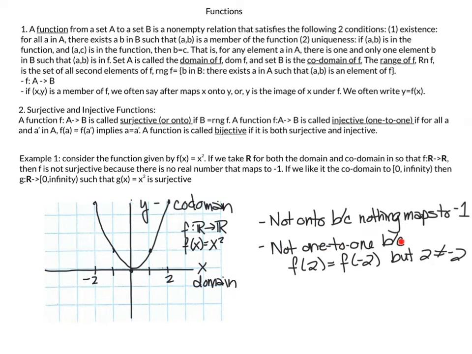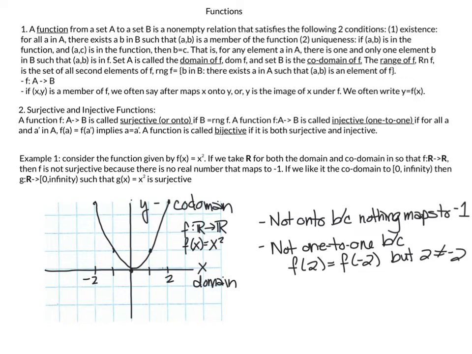It is also not one-to-one because we have f of 2 is equal to 4 and f of -2 is equal to 4, but obviously 2 does not equal -2. So here again we have f of 2 is equal to f of -2, but we don't have the condition where 2 is equal to -2. So this is a function.